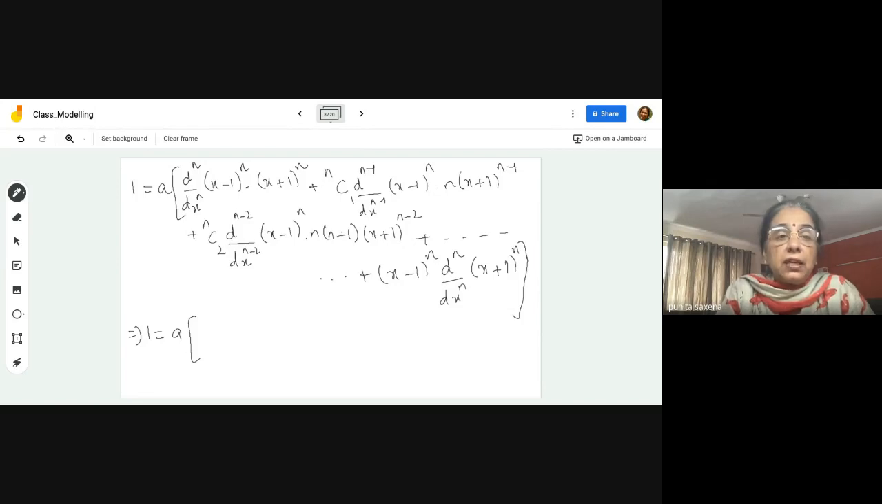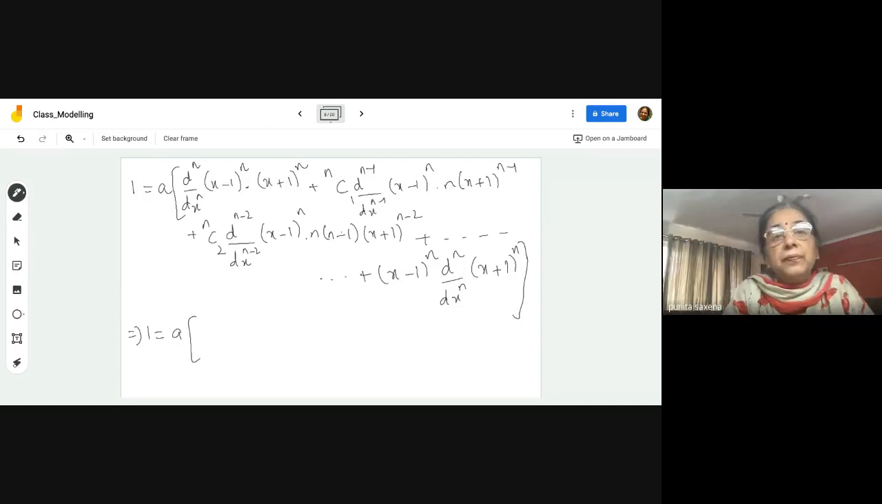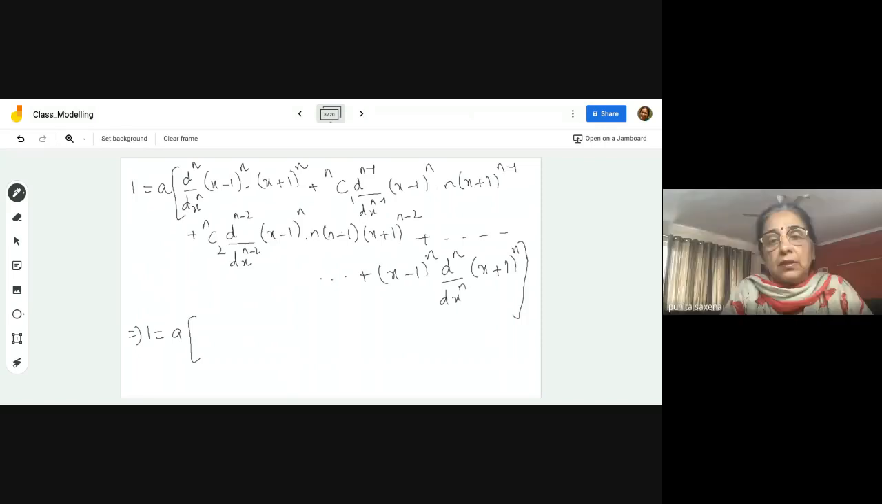So what will be the nth derivative of x minus 1 to the power n? It will also be n factorial. So that means it is n factorial into x plus 1 to the power n, plus what is nC1? n into the n minus 1th derivative of x minus 1 to the power n.